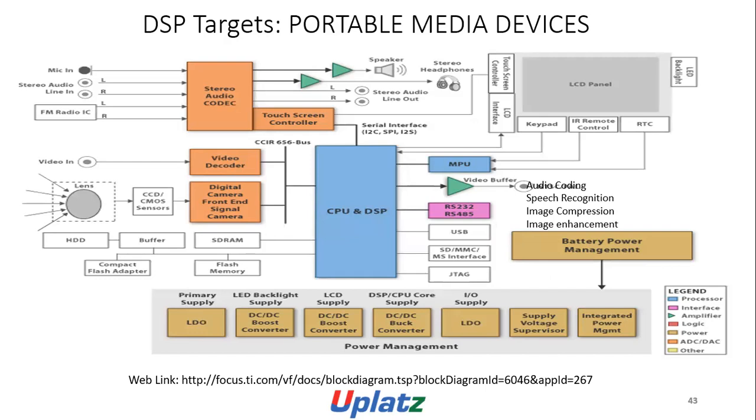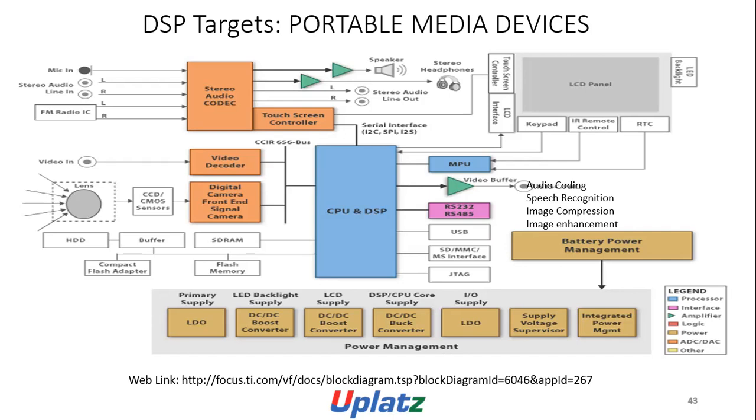The details of the previous one are shown here. We have the mic in, stereo audio in, line in, L and R, FM radio, I2C. The stereo audio codec is then connected to the touchscreen controller, speaker, stereo headphone, stereo audio line output. Then the touchscreen goes to the touchscreen controller, LCD interface, which also has an interface from the processor and DSP, keypad, IR remote control, RTC, and LED backlight. Video in goes to the video decoder, and lens, CMOS, CCD, CMOS sensor, digital camera, front-end signal camera. Then HDD buffer, then compact flash adapter, flash memory, and SDRAM.